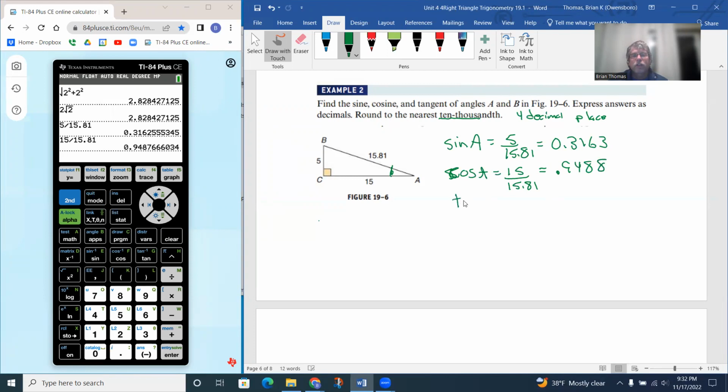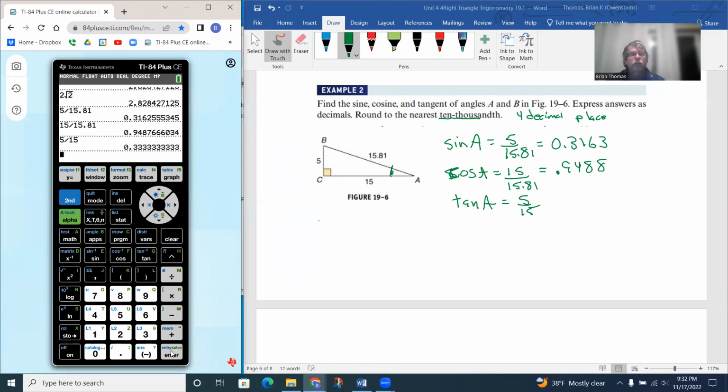So then if I do the tangent of A, the tangent of A is going to be the opposite, which is the 5, over the adjacent, which is the 15. So 5 over 15. So that's just 1/3. That'd be a bunch of threes, 5 divided by 15. So this is going to be 0.3333, 4 threes.